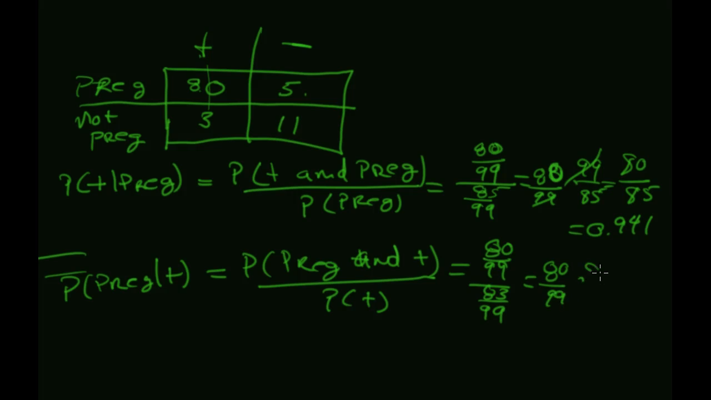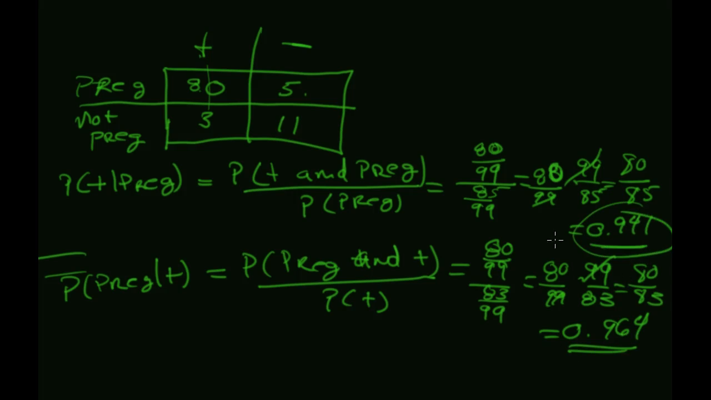So again, multiplying by the reciprocal, the 99s cancel. Gives me 80 out of 83. And if I take that to a decimal, I get 0.964, which is even better, right? Because this was 94.1% of the time we were getting the right result. But if someone has a positive result, there's a 96.4% chance that they are in fact pregnant. All right. So this is how to calculate conditional probabilities from a two-way table.